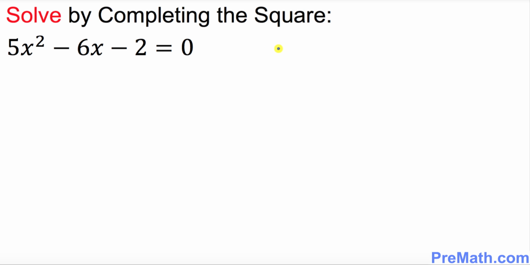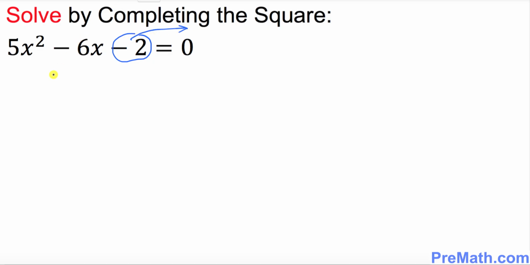Hello again everyone. In this video tutorial we are going to solve this given quadratic equation by the completing the square method. Let's go ahead and get started. The very first step is I want to make sure only x variables are on the left hand side. That means this -2 must go on the right hand side.